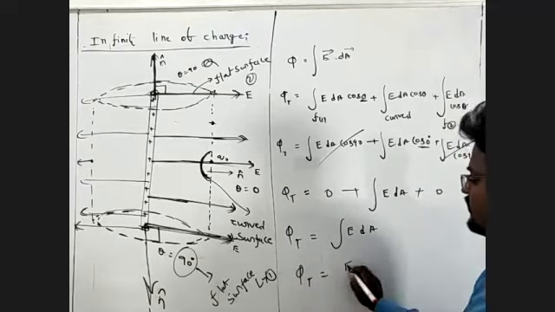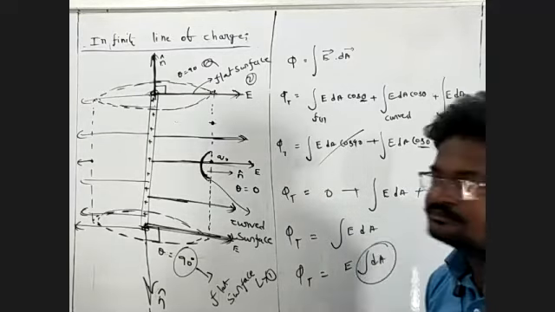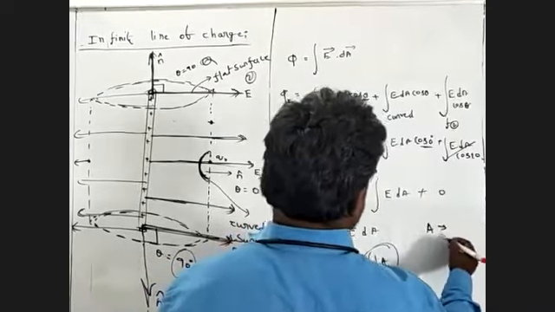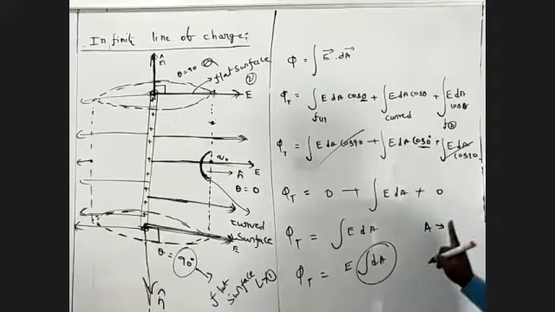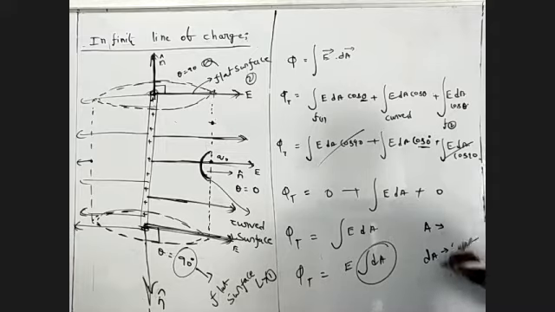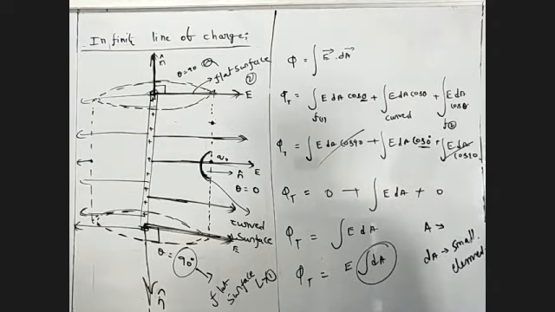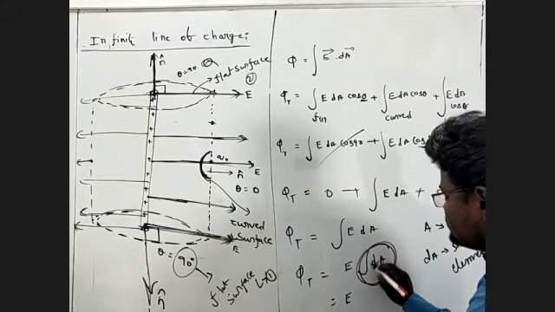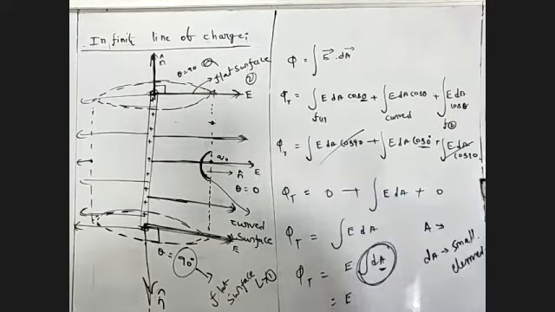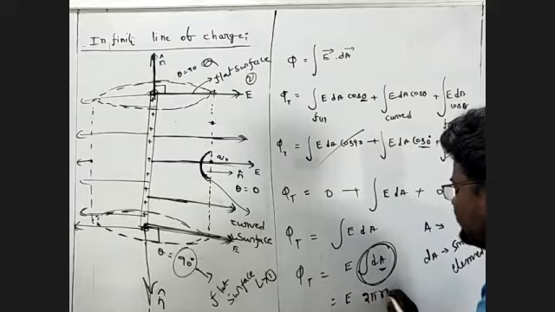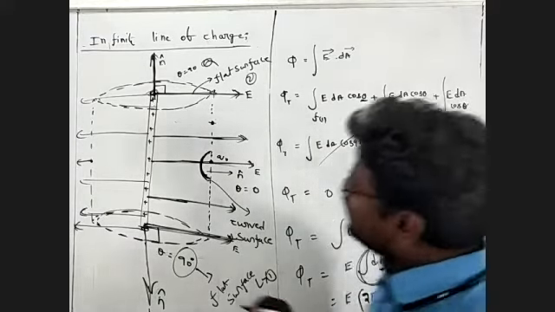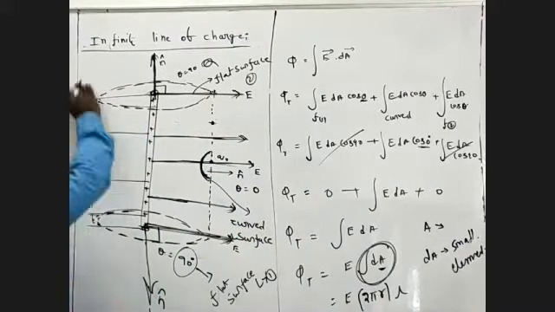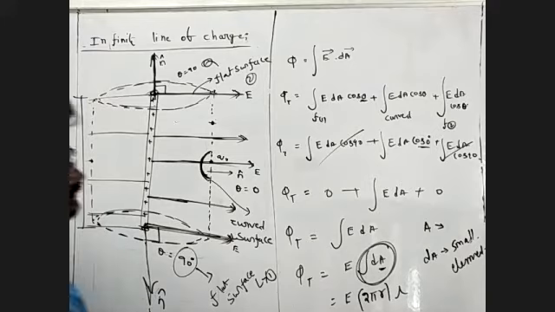Now E times the integration of dA. dA means a small element of area, and the integration of dA means the total area of the cylinder. The area of the cylinder means 2 pi r times the length of the cylinder, which I'm taking as L.